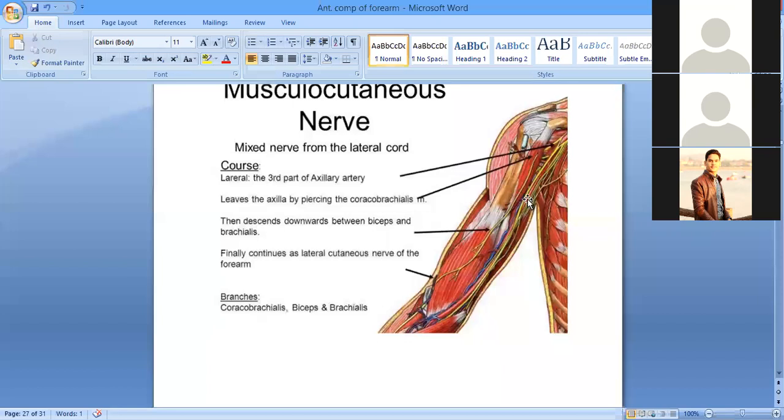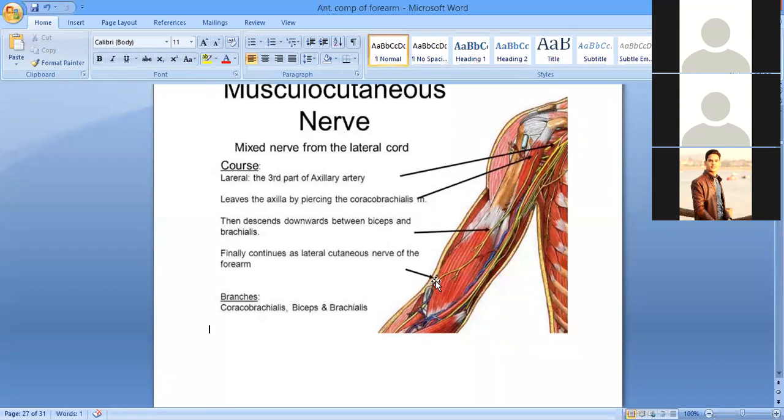Then it is going to enter the arm by piercing through the coracobrachialis muscle, and then it will be running into the anterior compartment of the arm and runs between the biceps and the brachialis muscle. I have removed the biceps here, you can see the brachialis muscle on which this nerve is lying. So it runs obliquely downwards and laterally between the biceps and the brachialis muscle, and then it comes to lie on the lateral aspect of the arm.